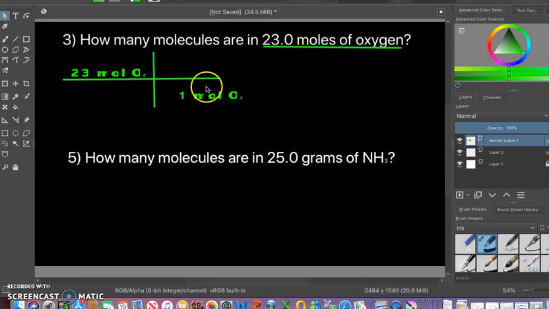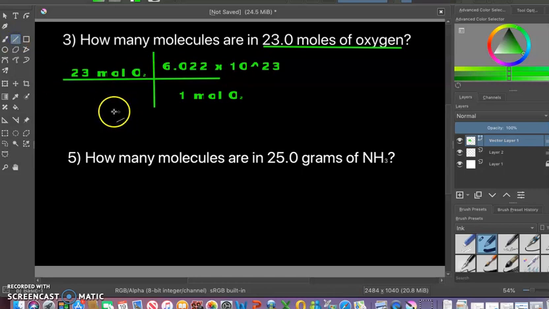1 mole of O2 goes down here, and what's going to go up top is molecules. That's the unit we want, molecules. So how many molecules are in 1 mole of oxygen, of O2? Well, we should know that in 1 mole there are 6.022 times 10 to the 23rd molecules in 1 mole of anything, and we call that Avogadro's number. So I'm going to put that in.